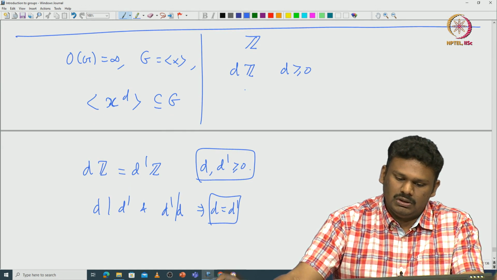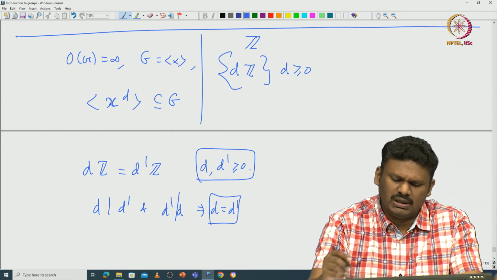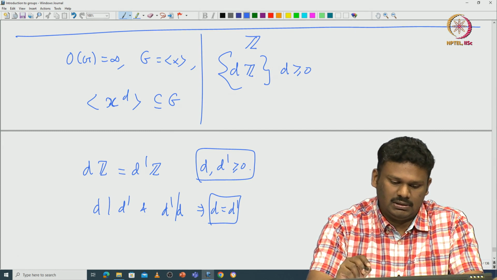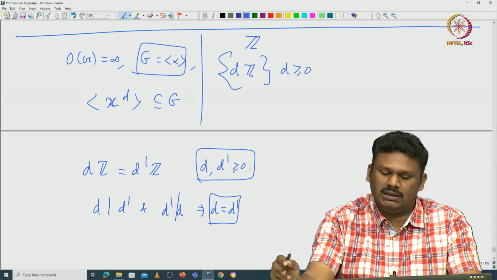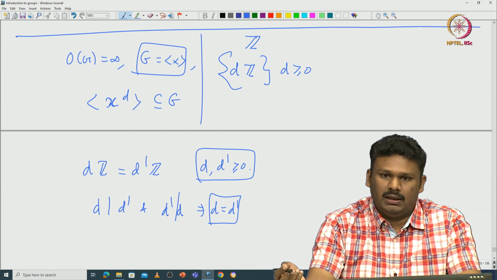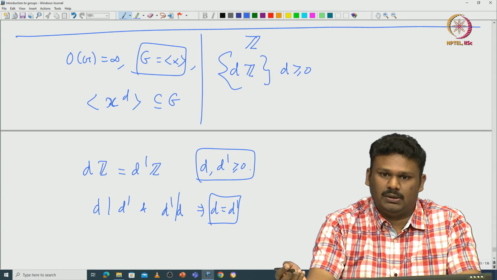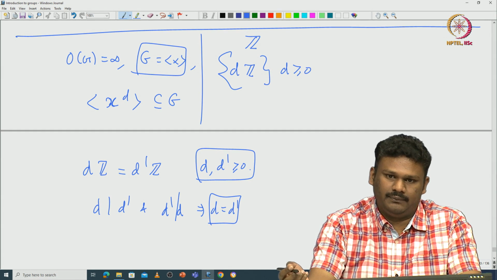These are all the subgroups, and these are all distinct subgroups of the integers. That is what you expect to happen even in G, because it is an infinite group, isomorphic to Z. I will leave it to you to check that for a given non-negative integer D, you have a unique subgroup which is generated by x power D.